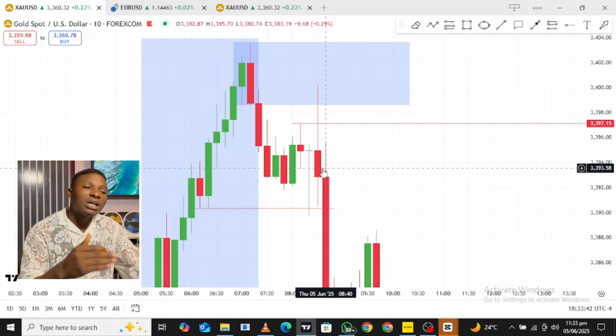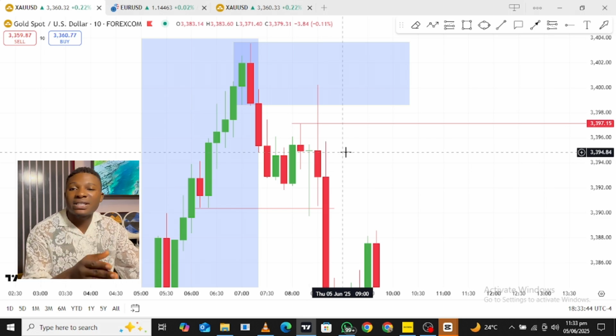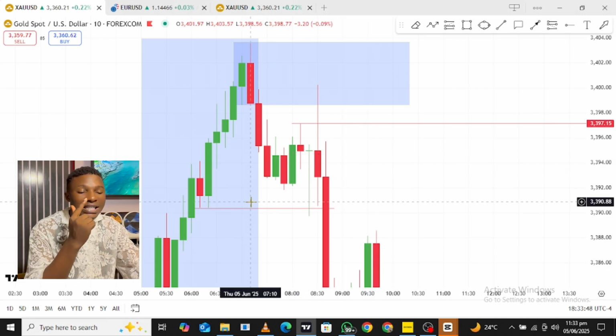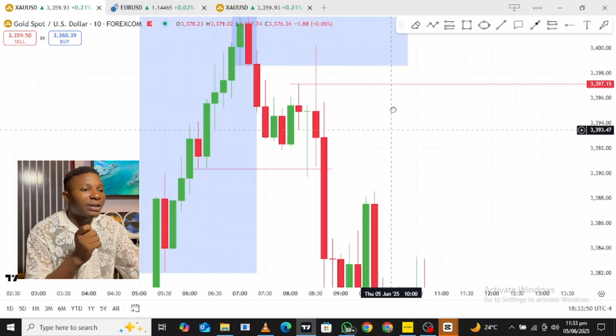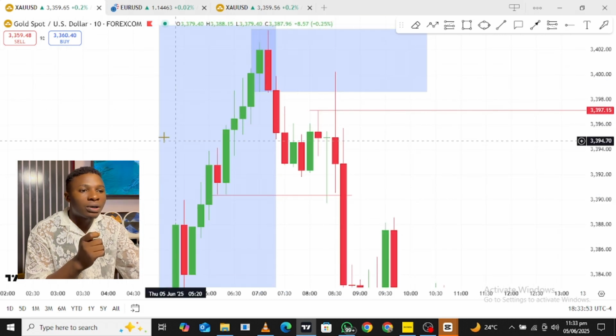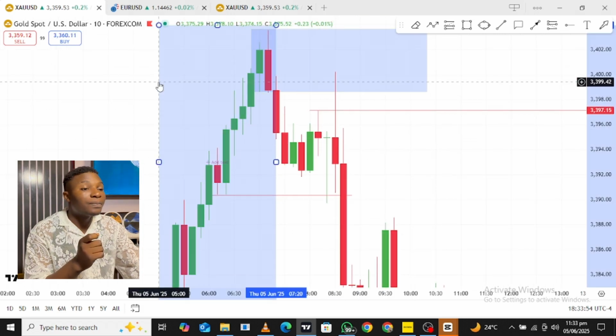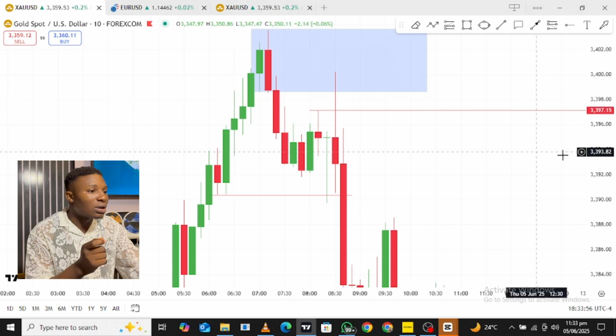But let's go down to the lower time frame together so that you guys can understand how to go down to the lower time frame. You understand? So this is the 5 minutes, 10 minutes time frame right now. So we have got our order block. Let me delete this particular range. Okay, we have got our order block. Okay, sorry.